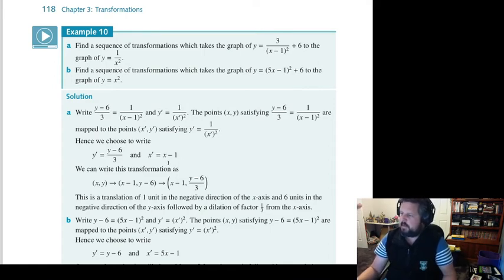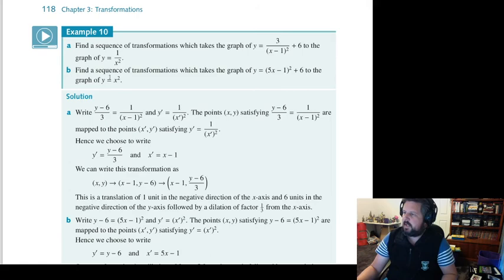So you can see the first thing that happens to both y and x coordinates. The x coordinate, the first thing that happens to it is we're subtracting 1. So that means it's translating 1 unit in a negative direction. And for the y coordinate, the first thing that happens is that it is moving 6 units in the negative direction of the y-axis. From there, after that transformation, the next thing that's happened is this is being dilated by a factor of 1/3. That's happening from the x-axis because it's happening to this y-coordinate here.